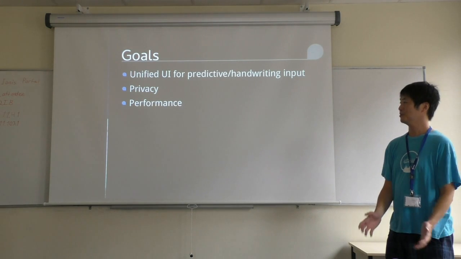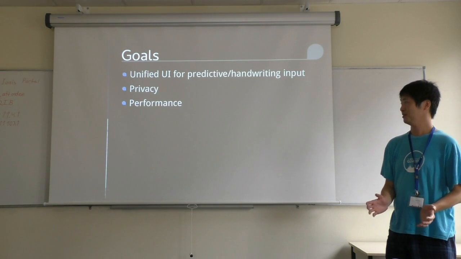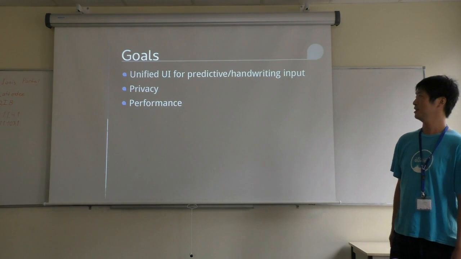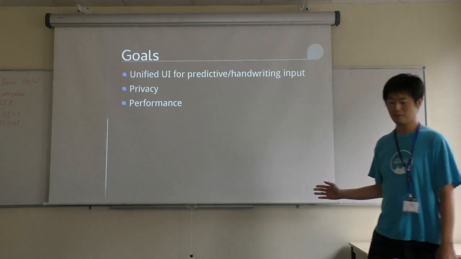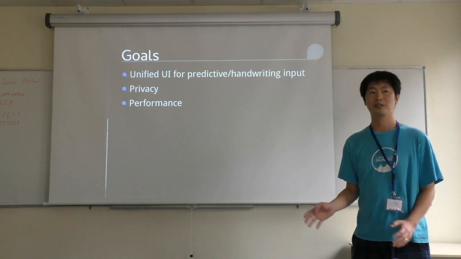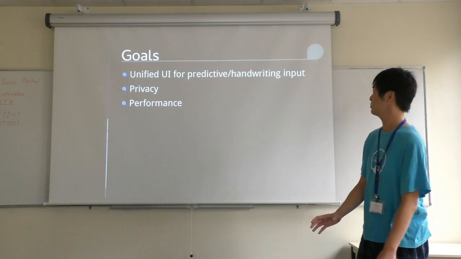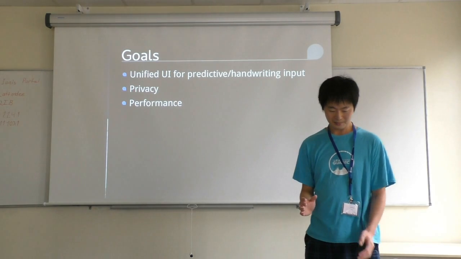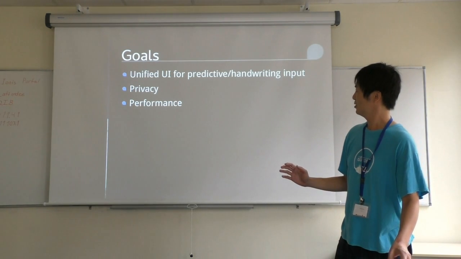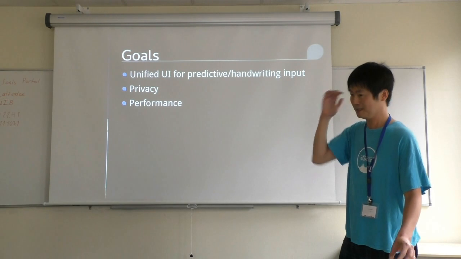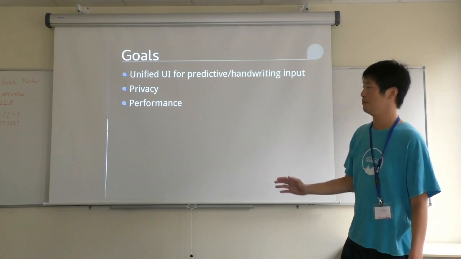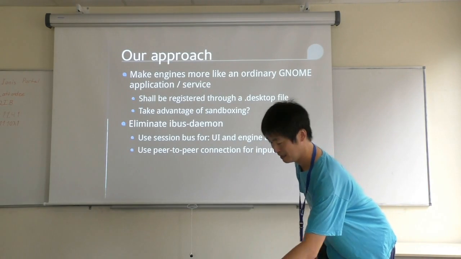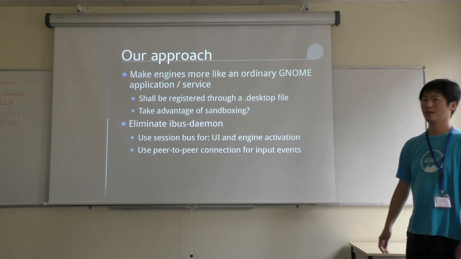I'll propose the new architecture here. The goals are simple, three goals. We want to support new input method technologies like predictive input and handwriting. Also, don't sacrifice privacy or performance. So I'm thinking of this plan.